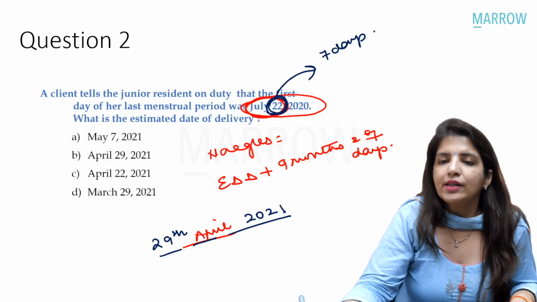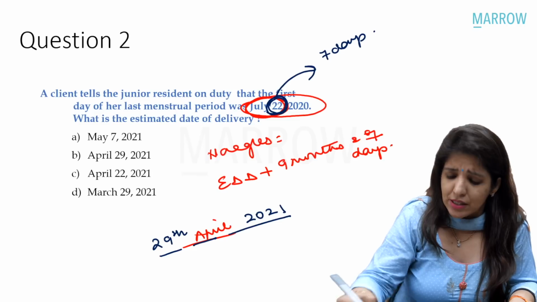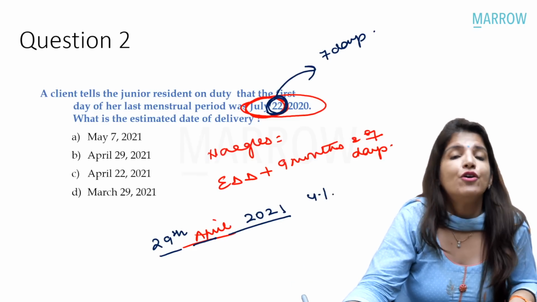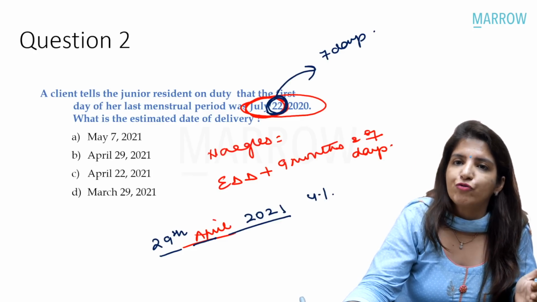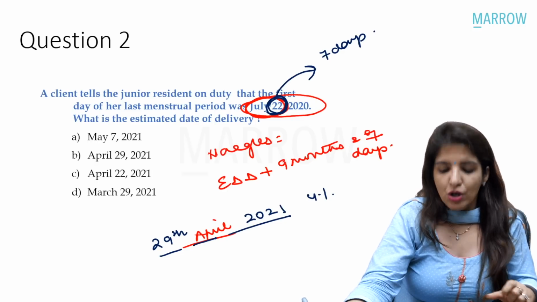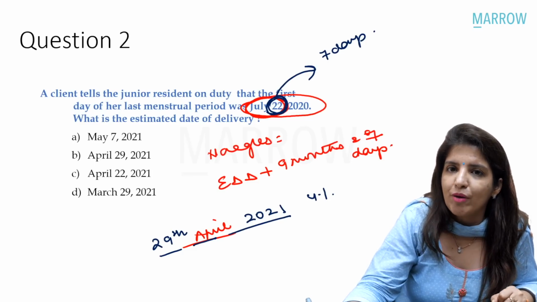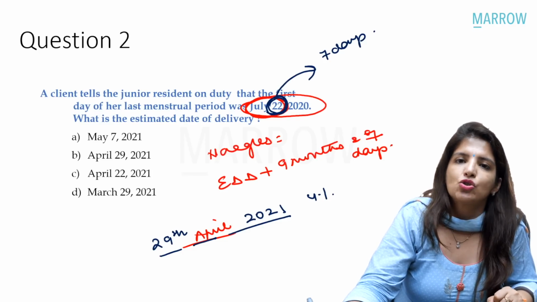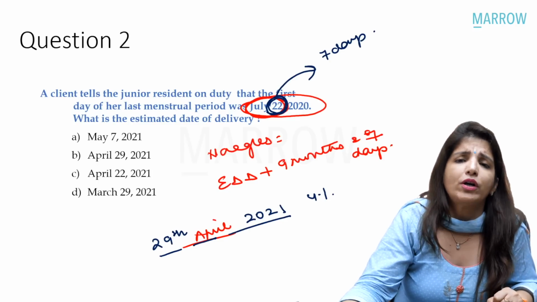The other very important thing is, how many females deliver on their exact EDD? What is the percentage? It's hardly 4% of females who deliver on their exact EDD. 50% of females deliver 1 week before or 1 week after their EDD. Now, suppose a female comes to you on 29th of April and she says, ma'am, you told me that my EDD is 29th April, but I have still not delivered.